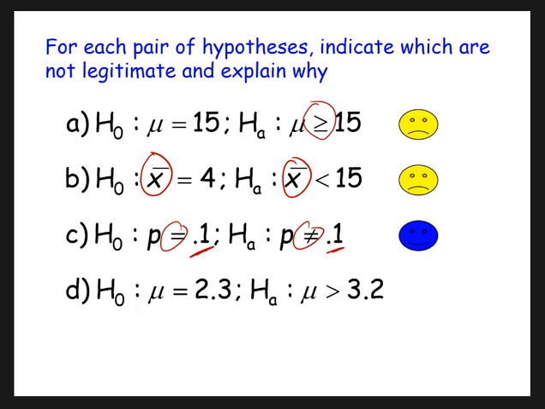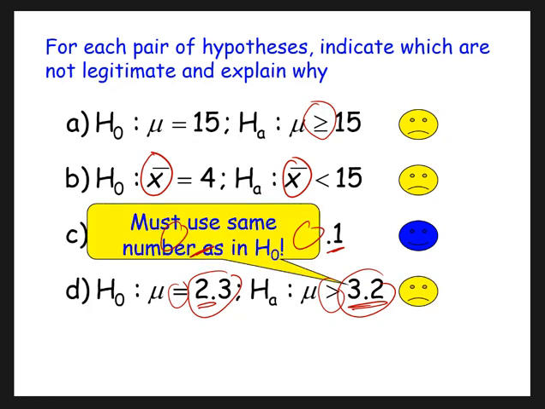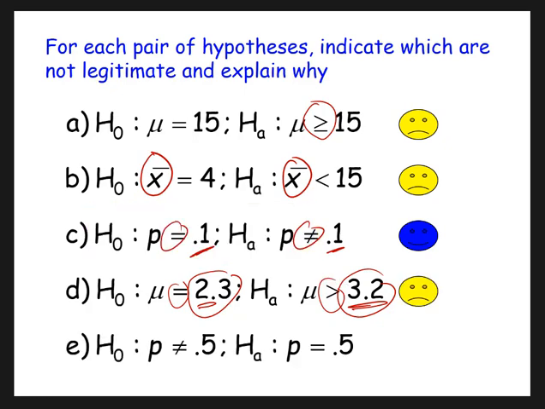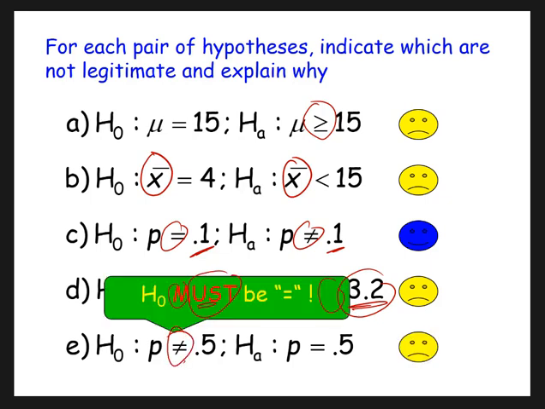Next, this one's very subtle. It's a population proportion. It's equal to and greater than, but this is 2.3 and this is 3.2. Those two values have to be the same. The equal to has to be in the null hypothesis, so that one cannot be a legitimate pair of hypotheses.